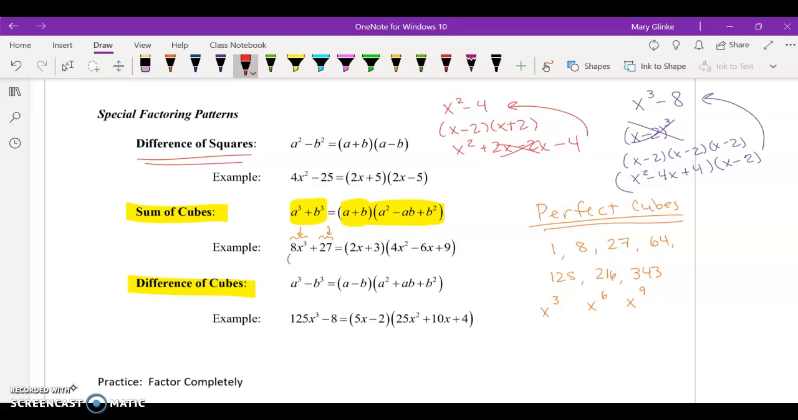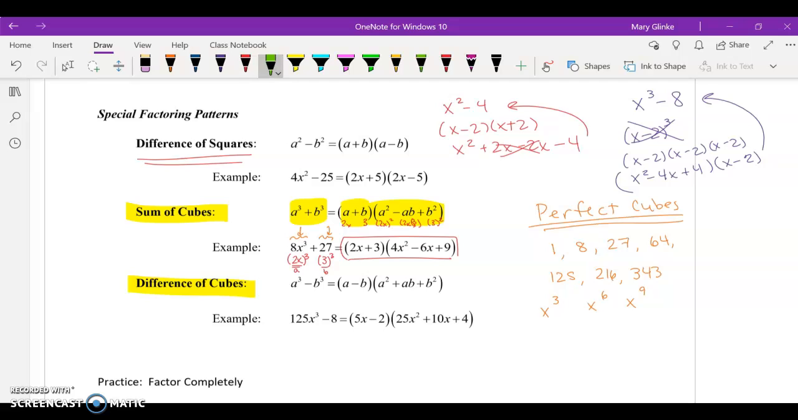For instance, 8x cubed represents the quantity 2x itself being cubed. 27 is 3 being cubed. So we're going to use our formula with a as 2x. And when you're plugging in 2x, especially when you're squaring it, you want to make sure you're using parentheses. And then we're going to use b as 3, anywhere we see a b. When we simplify that, we would get our factored form.